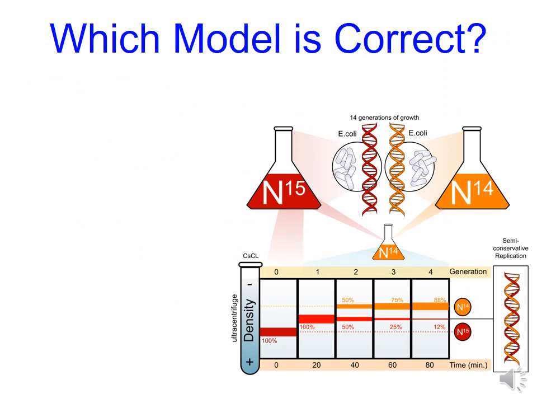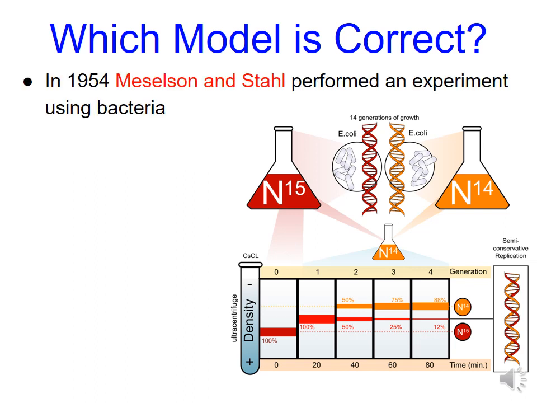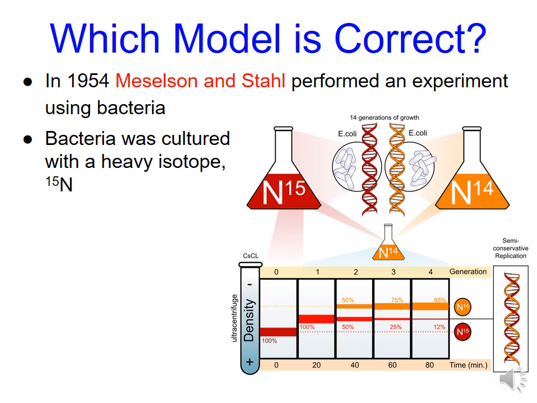So those are the three models that were brought up and studied. The question is, which one's correct? Because I guess we could argue any of them. In 1954, Meselson and Stahl performed an experiment using bacteria. Specifically, they used E. coli, which, remember, we always hear about as a negative, but we have E. coli in our systems, so not all E. coli are going to kill us or make us sick. The bacteria were cultured with a heavy isotope known as nitrogen-15. So we have E. coli with nitrogen-14 and the special E. coli with nitrogen-15.